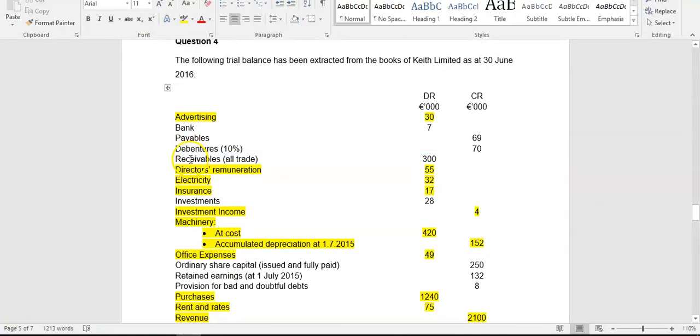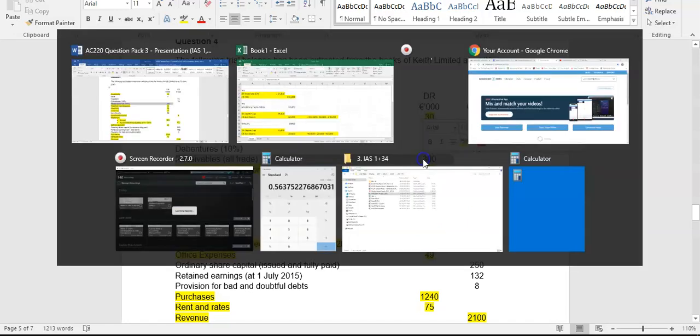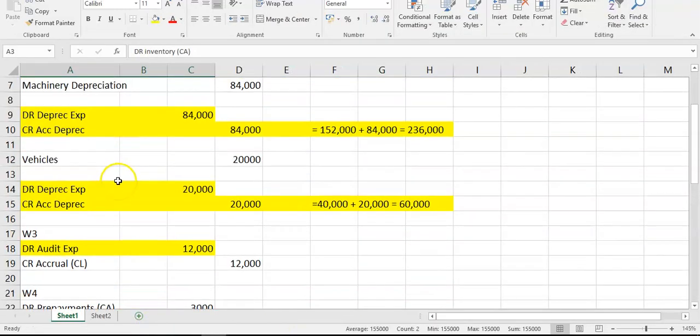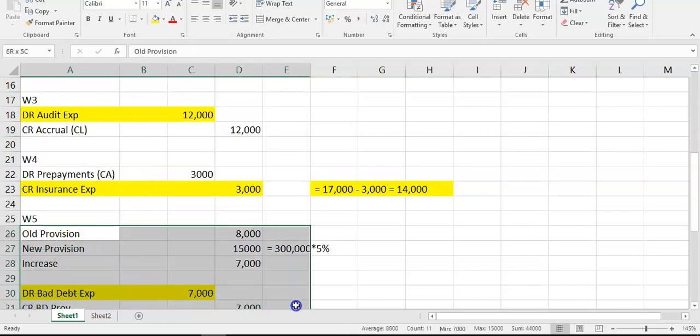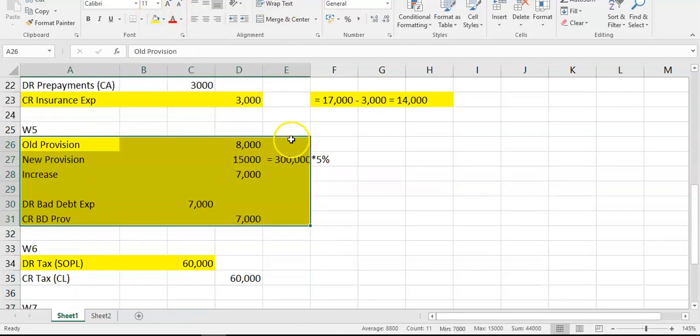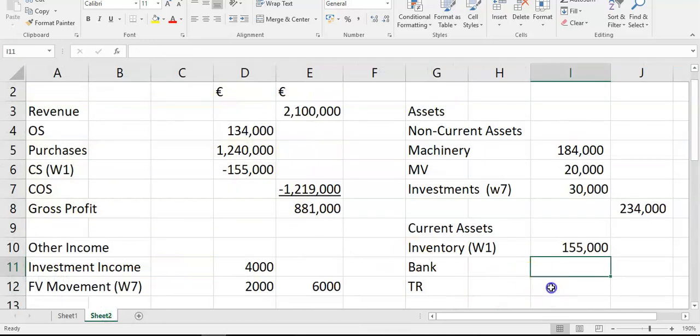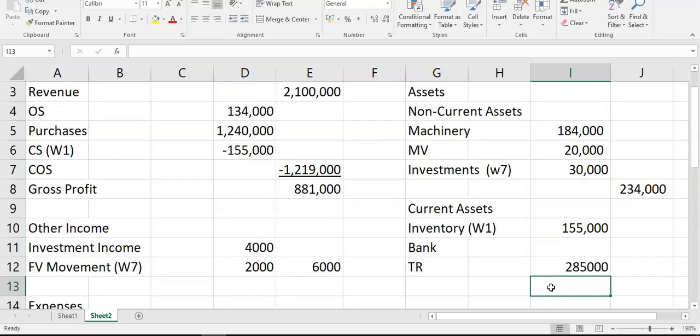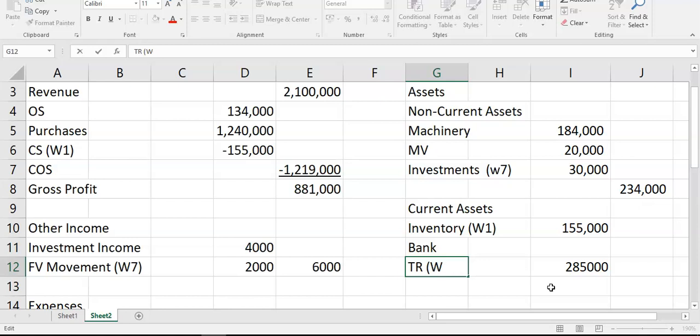We go back to the statement. We have trade receivables, 300. So just be careful, trade receivables, 300. And we have a provision now of 15. So you net the provision off always when you're doing the statement of financial position. So that's going to be 300,000 minus 15,000. It's always net of the provision, and that's coming from working 5.